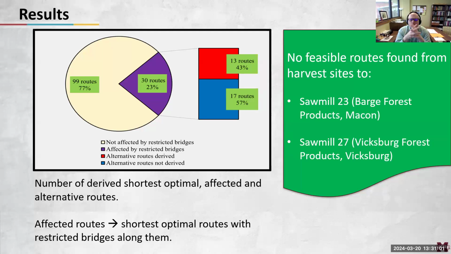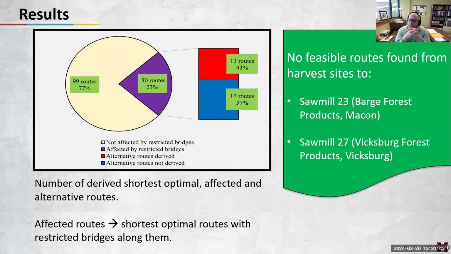And so if they only had interstate options, for instance, which in many cases these did, that was the only other option, then that route was just not available because the county would not give them a permit to carry on those roads. So the affected routes are the shortest optimal routes with restricted bridges along them. That's how we're defining that. We also had to chop out 2 sawmills because once we added these constraints, there weren't any feasible routes from the harvest sites to them. So we did lose a couple of sawmills in the process.